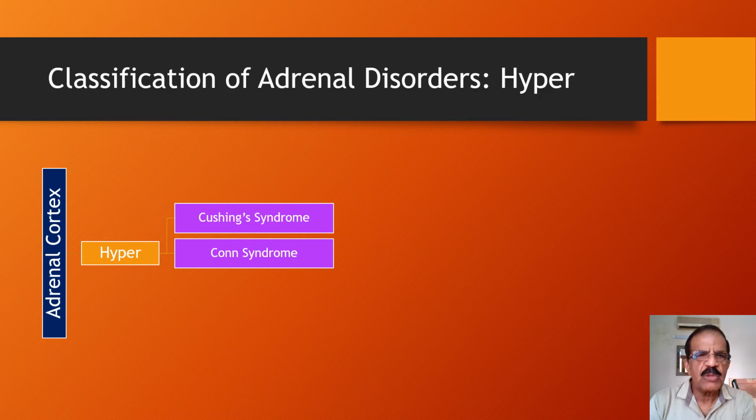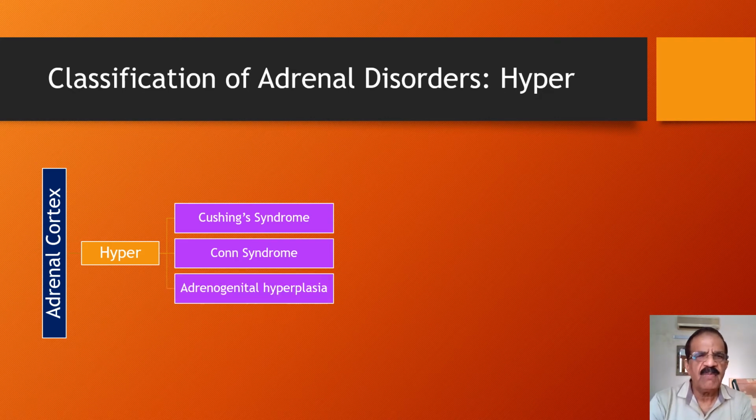Then there may be a small tumor arising from the adrenal cortex which produces too much aldosterone. Aldosterone will increase our sodium and water contents. It will cause vasoconstriction and will result in hypertension. This is in fact one of the causes of resistant hypertension.